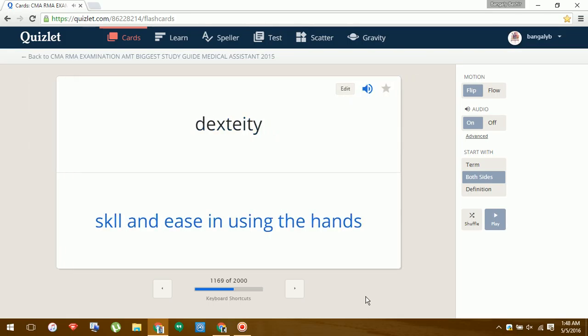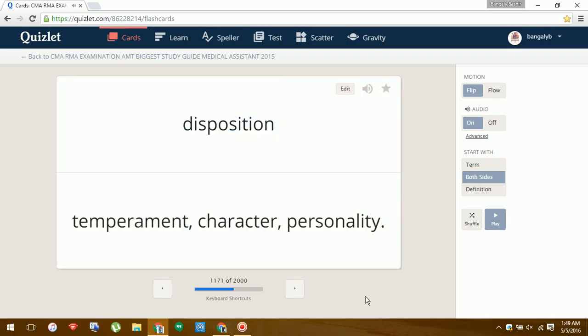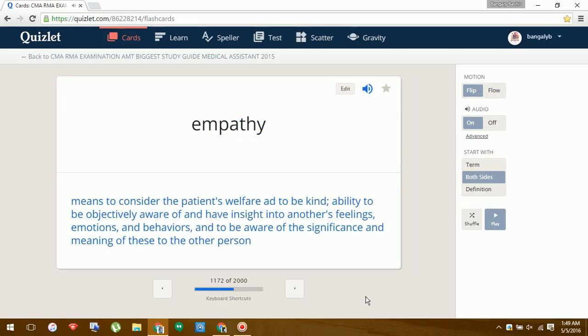Dexterity. Skill and ease in using the hands. Diploma. A document bearing record of graduation from or of a degree conferred by an educational institution. Disposition. Temperament, character, personality. Empathy means to consider the patient's welfare and to be kind; ability to be objectively aware of and have insight into another's feelings, emotions, and behaviors, and to be aware of the significance and meaning of these to the other person.